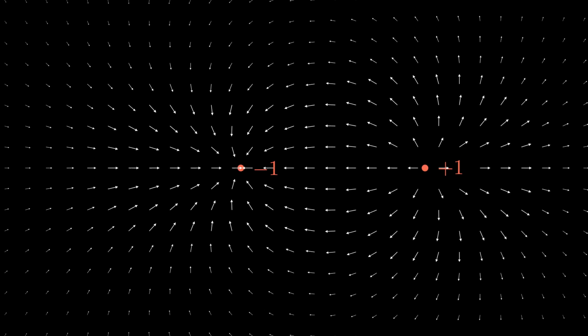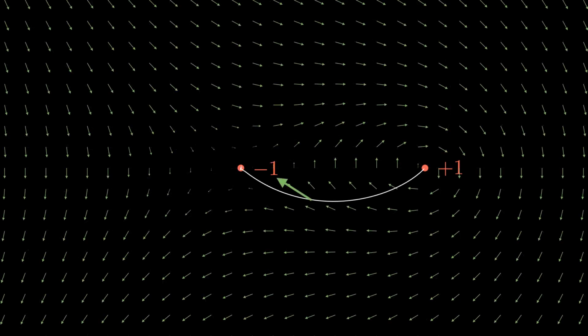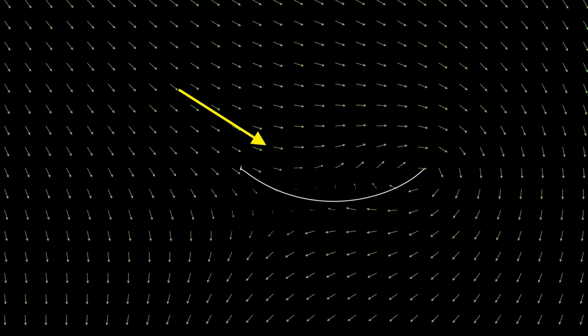We can see that it points out of positive nulls and into negative nulls, much as an electric field points out of positive charges and into negative ones. We can see that its streamlines, the isotropes, are in fact the paths of constant field direction we saw earlier. As an external field is varied, the nulls move along the isotrope corresponding to the opposite direction. Note that nulls of opposite sign seem to attract each other.